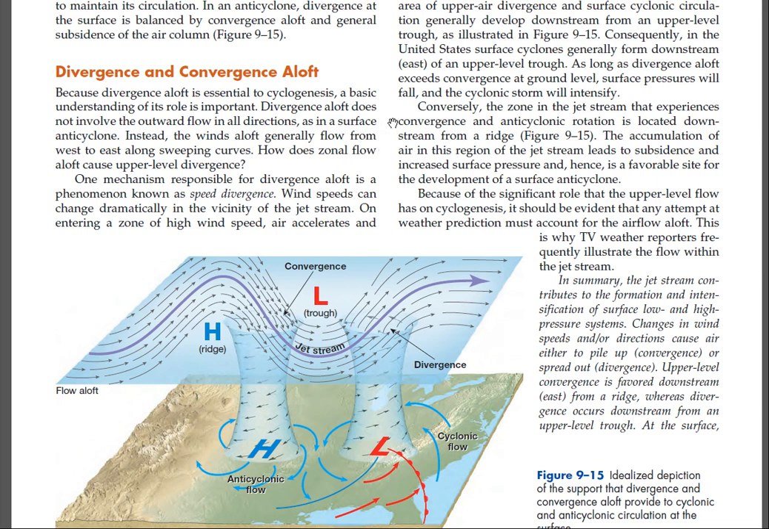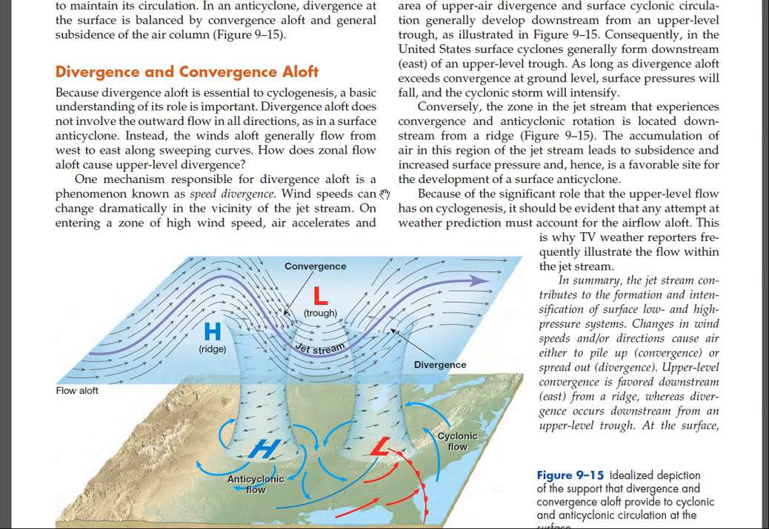Conversely, the zone in the jet stream that experiences convergence and anticyclonic rotation is located downstream from a ridge, Figure 9.15. The accumulation of air in this region of the jet stream leads to subsidence and increased surface pressure and, hence, is a favorable site for the development of a surface anticyclone.